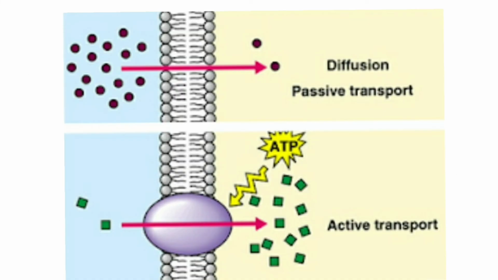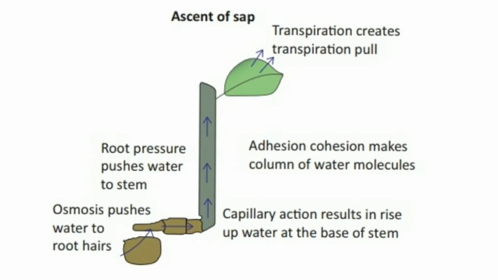So now you can understand that active transport is the opposite of diffusion. Diffusion is the movement of salt or mineral from region of higher concentration to lower concentration. Active transport is the movement of salt or mineral from a region of lower concentration to a region of higher concentration. Diffusion does not involve energy. Active transport requires energy. Let us next try to understand ascent of sap.